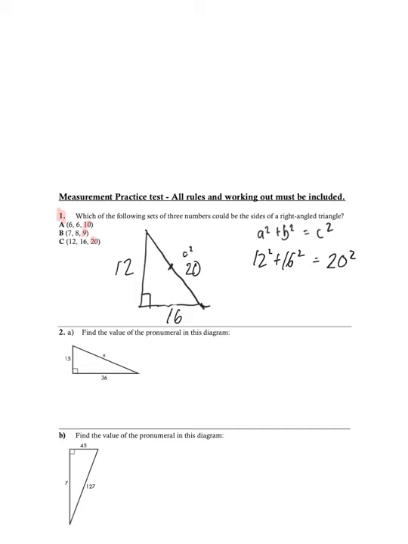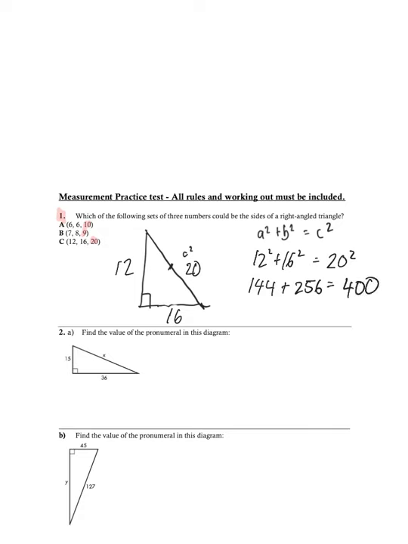Okay, so 12 squared, or 12 times 12, is 144. Plus, I'm just going to go to my calculator. Just got to remember what 16 squared equals. Okay, 16 squared is 256. All right, and 20 times 20 is 400.